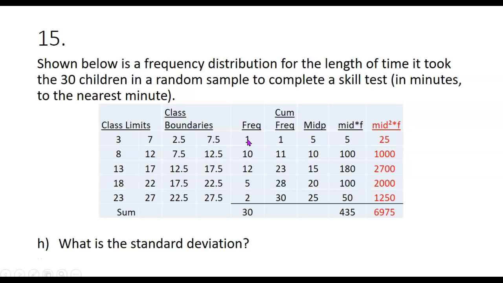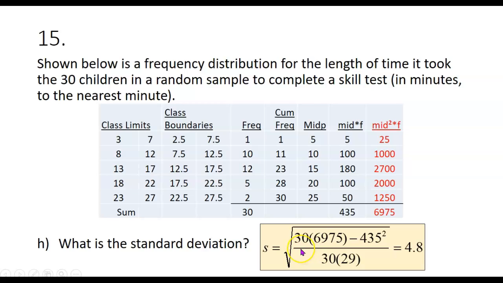So in the first row, that's 1 times 5 squared, 25. Then 10 times 10 squared would be 1,000. 12 times 15 squared would be 2,700. 5 times 20 squared, 5 times 20 times 20 is 2,000. And 2 times 25 squared is 1,250. And those numbers in that column add up to 6,975.